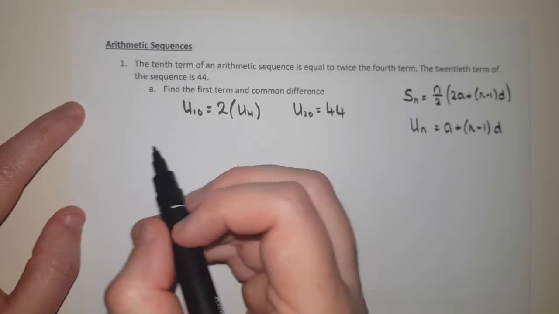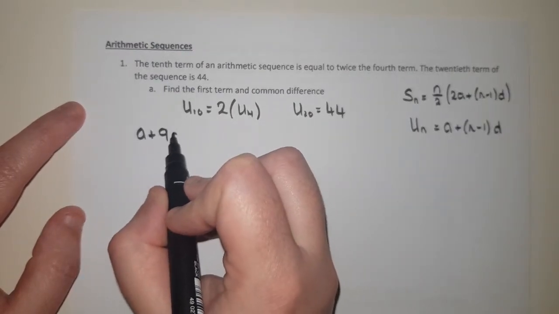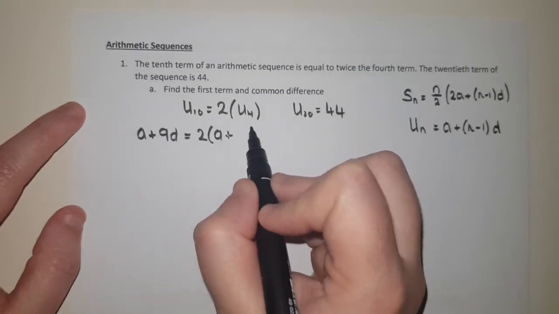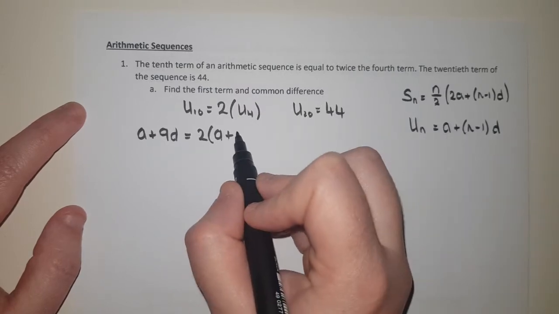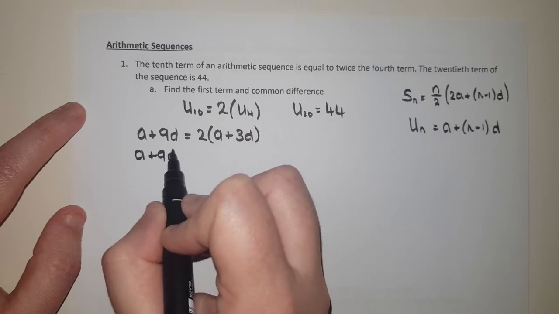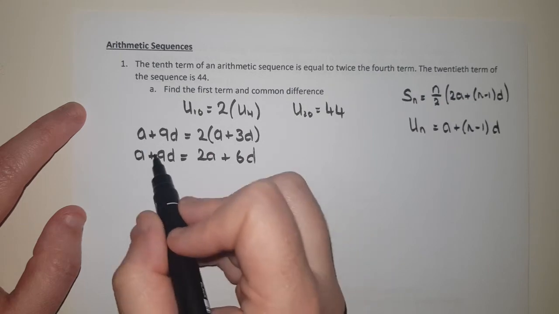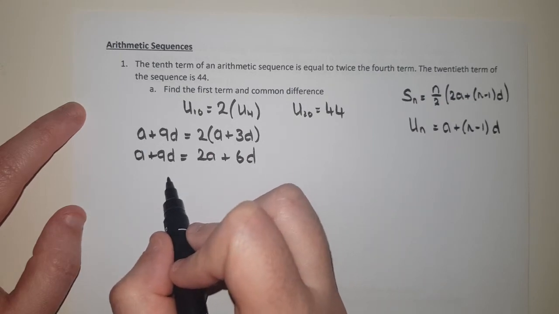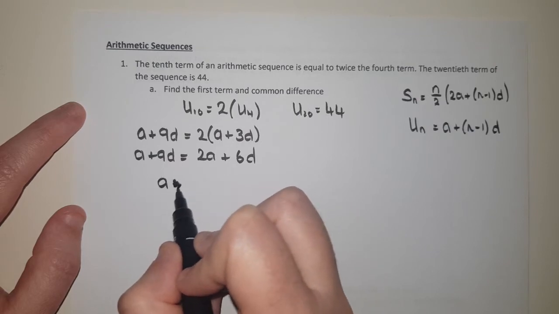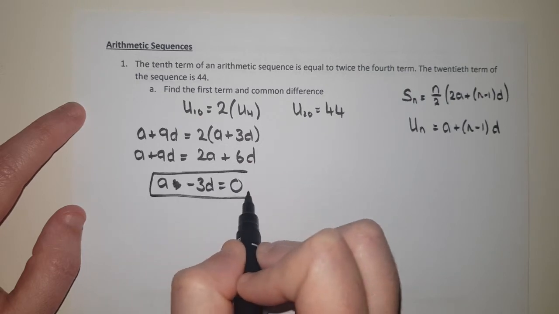So if we write this one out, that means I get a plus, and 10 minus 1 is 9, so a plus 9d, that's our 10th term, is equal to 2 lots of a plus, and since this is the 4th term, 4 minus 1 is 3, so 3d. That means I can do a plus 9d is equal to 2a plus 6d. And then if I subtract a and subtract 9d, I get a minus 3d equals 0. That's one of our equations.